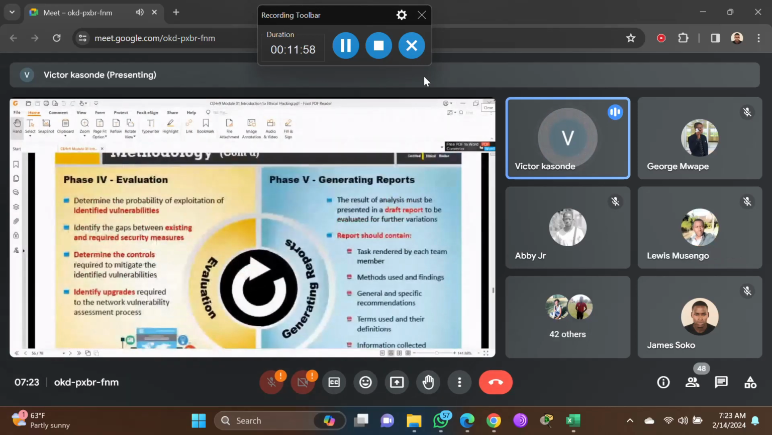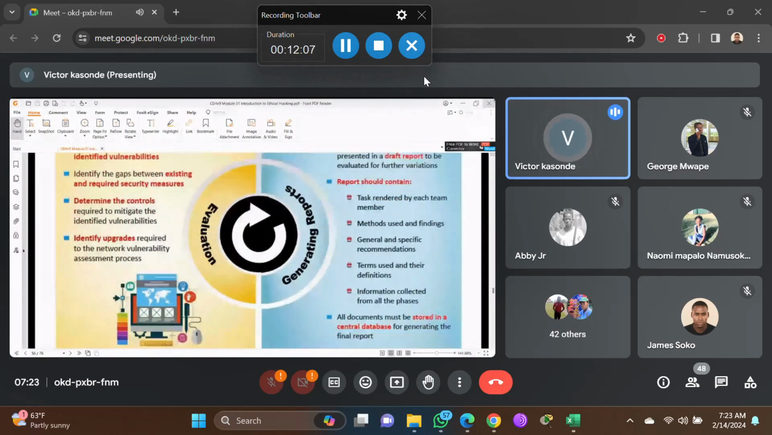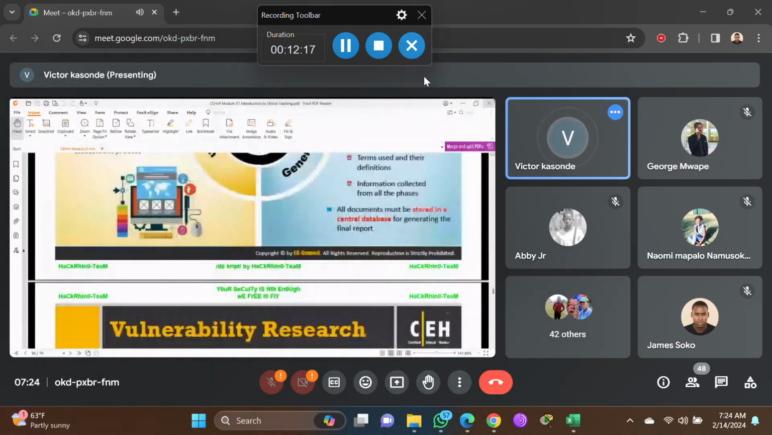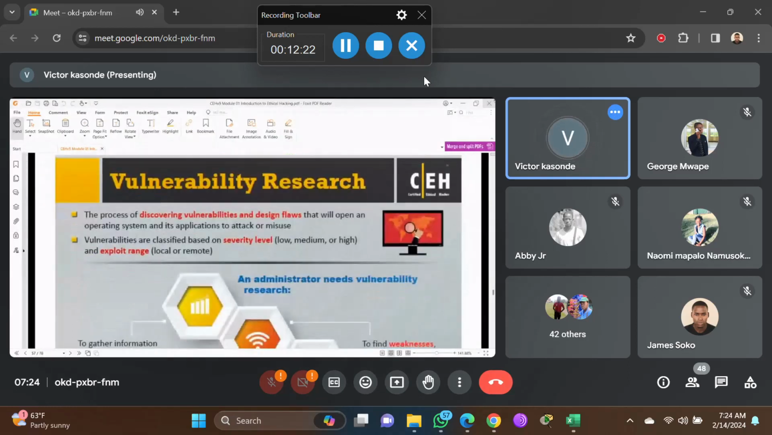Phase five: the result of the analysis must be presented in a draft report to be evaluated for further variation. The report should contain tasks rendered by each team, methods used to find vulnerabilities, and general specifications. All these we are supposed to do as a person in charge of security in an organization.